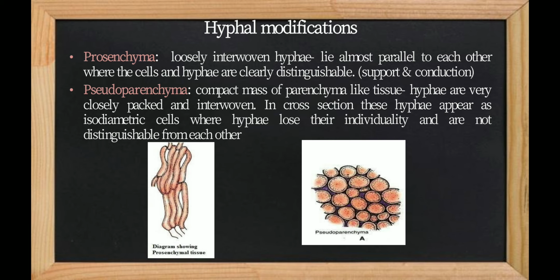And the second one is pseudoparenchyma. Pseudo, as the name itself indicates, it resembles the parenchyma cells. This type of tissue is formed by short-celled and closely packed hyphae. In this type of fungal tissue, the hyphae have lost their individuality and appear more or less as oval shape or isodiametric shape when you take the section, resembling the parenchyma of the higher plants.